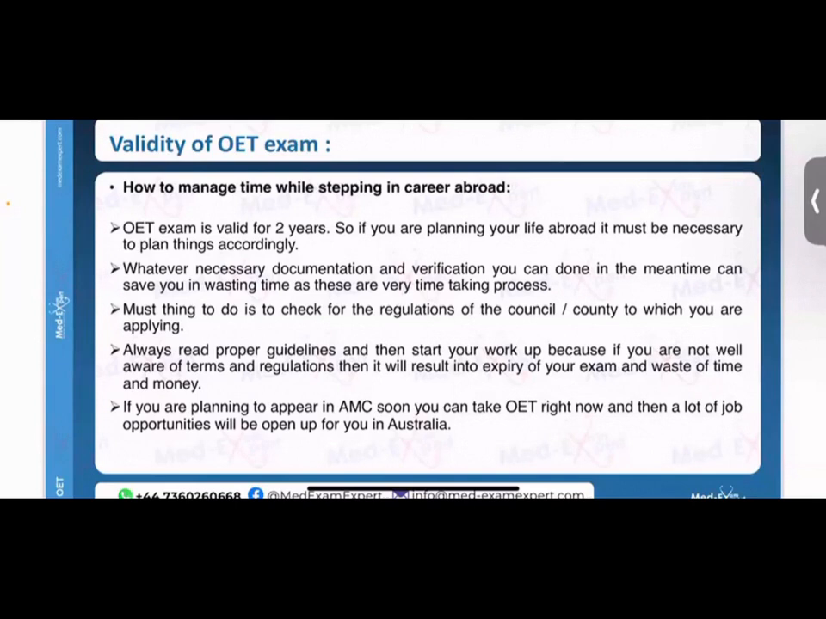If you are planning to appear for AMC or any other exam, I'm just highlighting AMC because it is an Australian exam. Right after OET, Australia and most of the other countries do offer you a job. So it is better, if you are planning to take the OET exam and have your mind very clear about a country, to make sure that you are taking both exams side by side, so that there is no waste of your time.